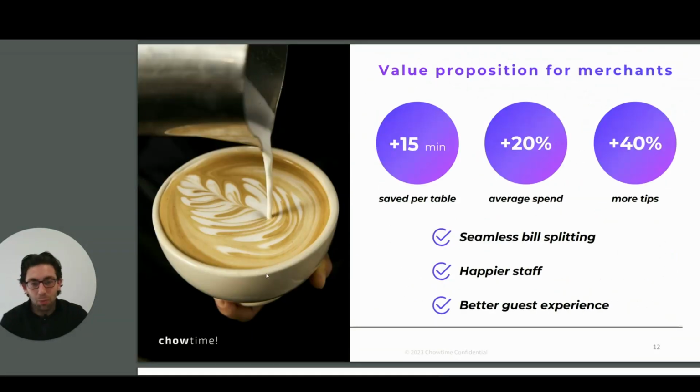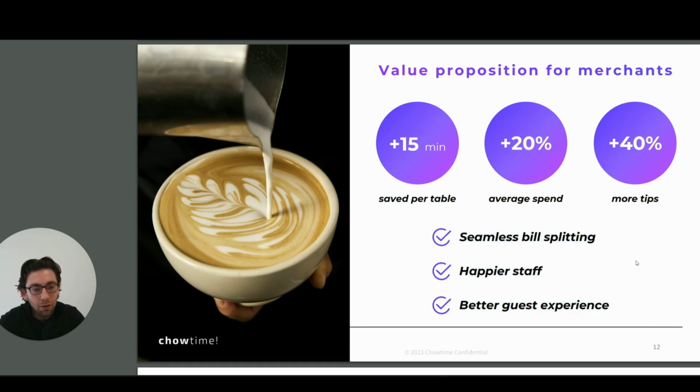All right, value proposition. First of all, a lot of people don't even include value propositions, which is a complete mistake. You need to quantify how your solution is solving your problem for your customer. To take it one step further, if people do include their value proposition, people will build out slides that just have these types of bullets on them, which are okay to include, but these types of bullets alone are not okay. Seamless bill splitting, happier staff, better guest experience.